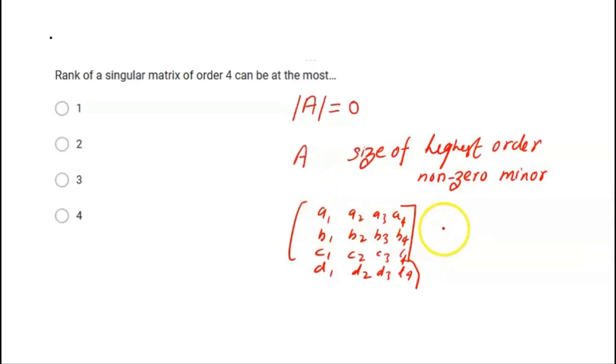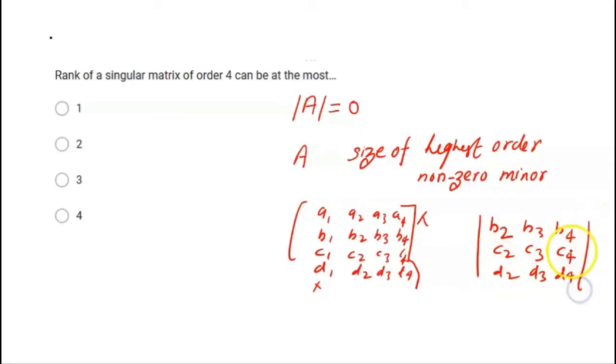So if I have to write one of the minors of the matrix, I can remove, suppose, the first row and the first column. What I will get is a corresponding submatrix, and that submatrix will have a determinant whose value will look like B2, B3, B4, C2, C3, C4, D2, D3, D4. So this is known as a minor. There are many such minors available.